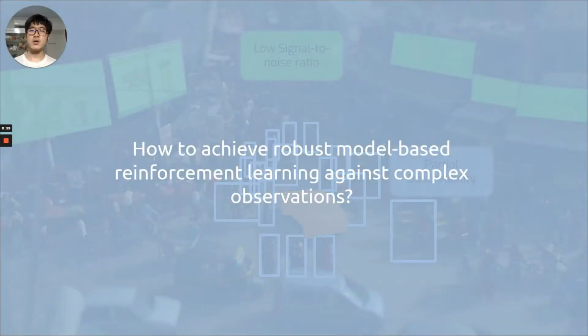In this paper, we want to answer this question: how to achieve sample-efficient and robust model-based reinforcement learning against complex observations?